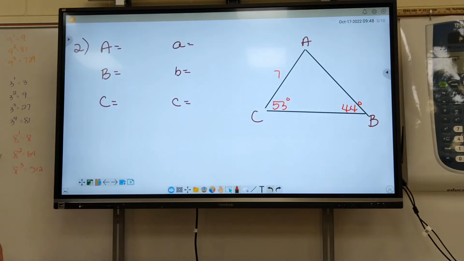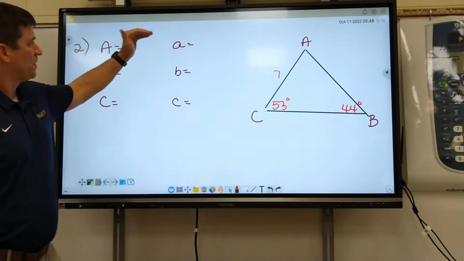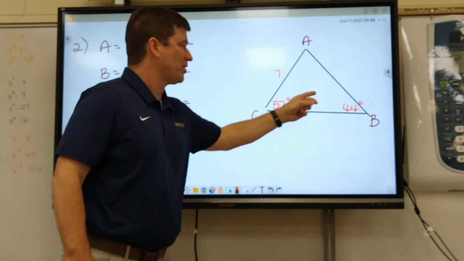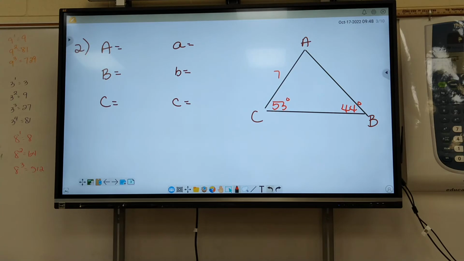So the next one I did with the first block is number 2. So you guys write down your 3 angles, your 3 sides. I need y'all to put these 3 answers in the correct spot.